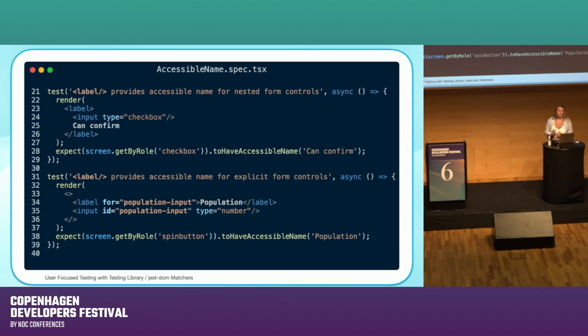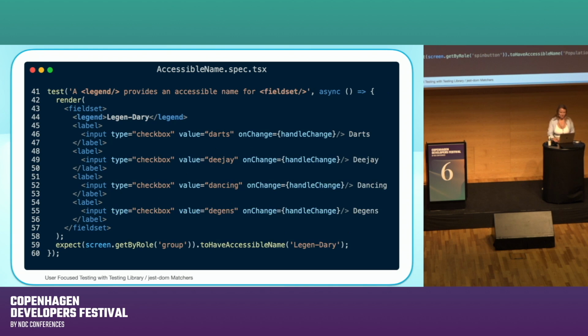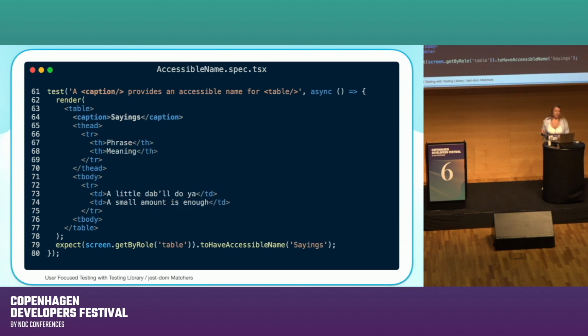Form controls should be paired with a label for their accessible name. Here, we're testing both implicit and explicit form control associations with the for and ID attributes. A fieldset with a legend provides the accessible name to a group of form controls. Tables should have a caption for their accessible name. ARIA label does work for all these too, but visible labels provide accessibility for all users.